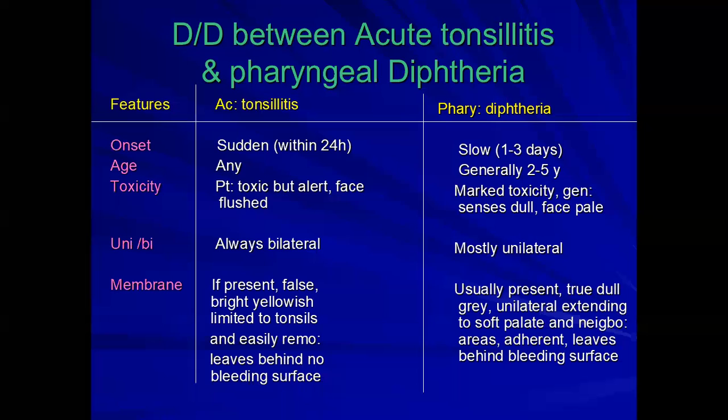Now here is the differential diagnosis between acute tonsillitis and pharyngeal diphtheria. The features are onset, age, toxicity, membrane. Acute tonsillitis has sudden onset within 24 hours, age any. Pharyngeal diphtheria is slow, 1 to 3 days, generally 2 to 5. There is marked toxicity. The patient is toxic but alert in acute tonsillitis. So this is one comparison that you must keep in mind.